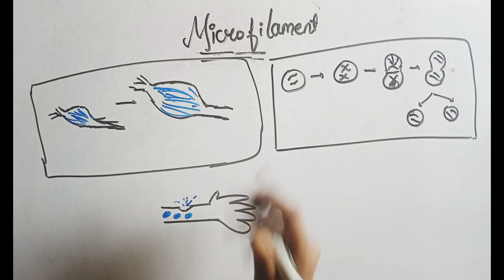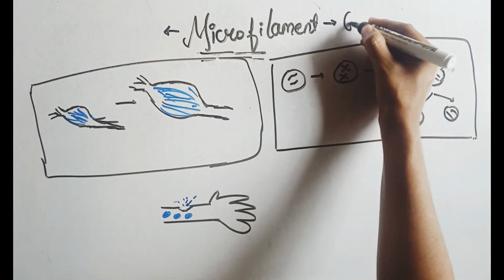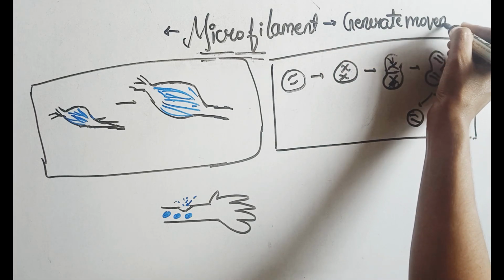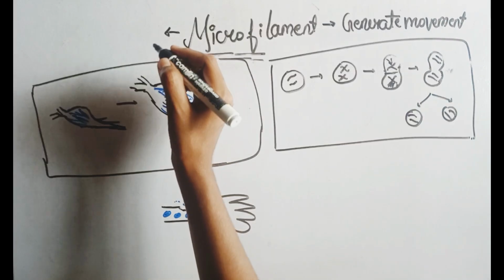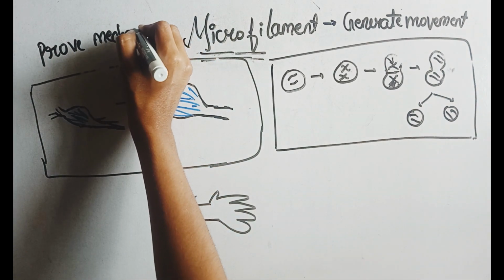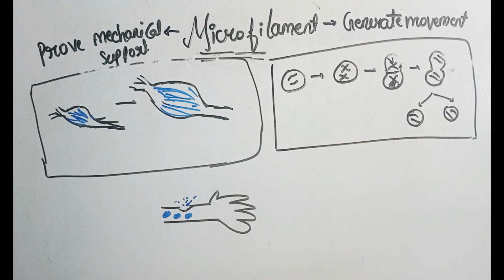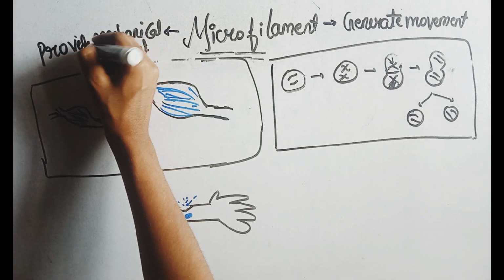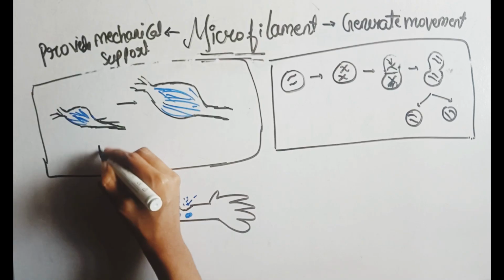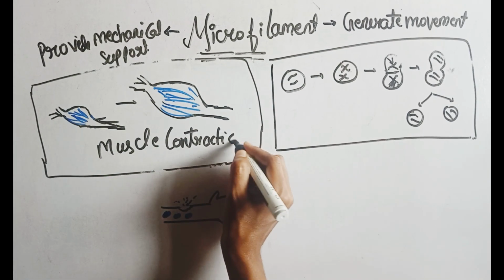What are the functions of microfilament? The first function of microfilament is that they generate movement. The second function is that they provide mechanical support. For example, in our human body, the bones and skeleton provide mechanical support to the body. So microfilament also provides mechanical support to the cell. The first, generating movement, is seen in muscle contraction. Muscle contraction is a movement.